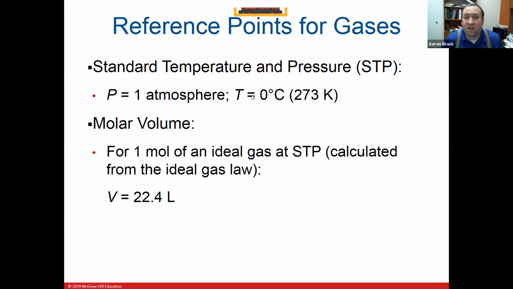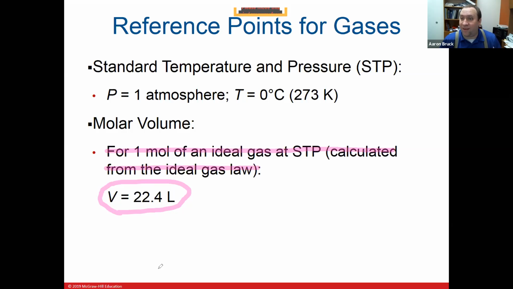And what's really interesting about this particular pressure and temperature condition is that if I have 1 mole of gas at STP, that gas should take up 22.4 liters of space. So 22.4 liters of space is equal to 1 mole, if we are at standard temperature and pressure. And that is one of the big takeaways from Avogadro's law, is that it established that that relationship existed regardless of what the gas was.